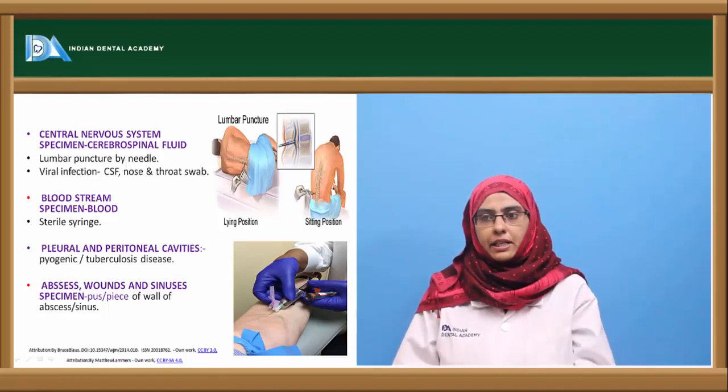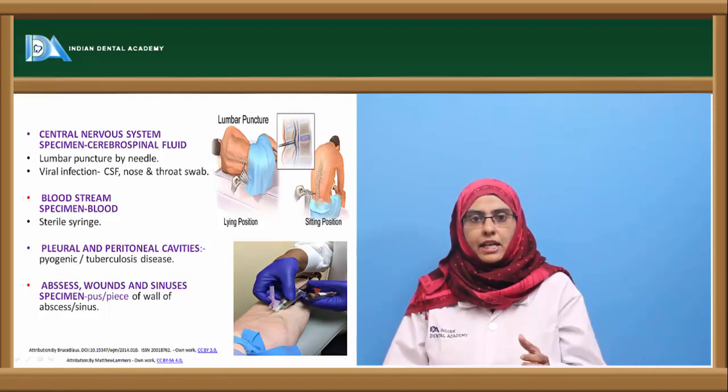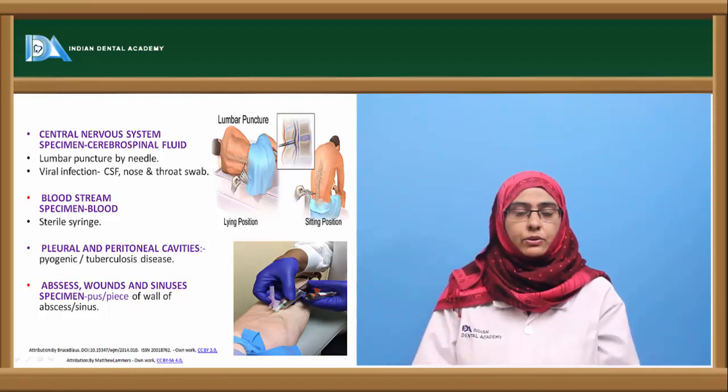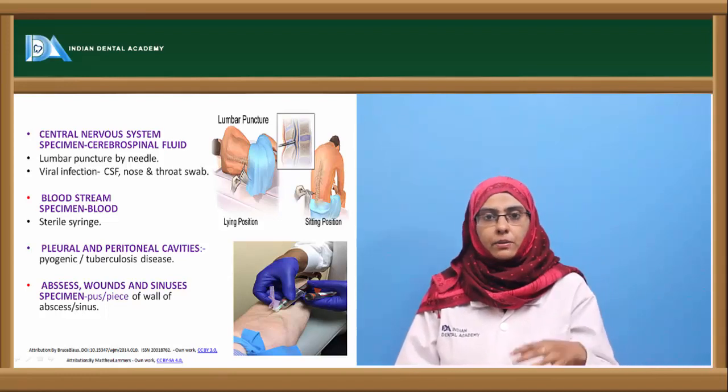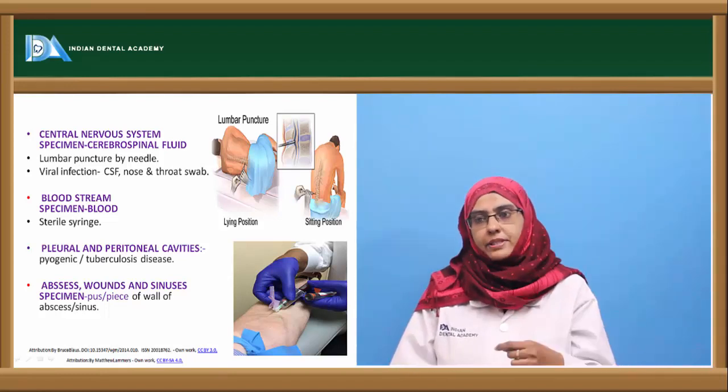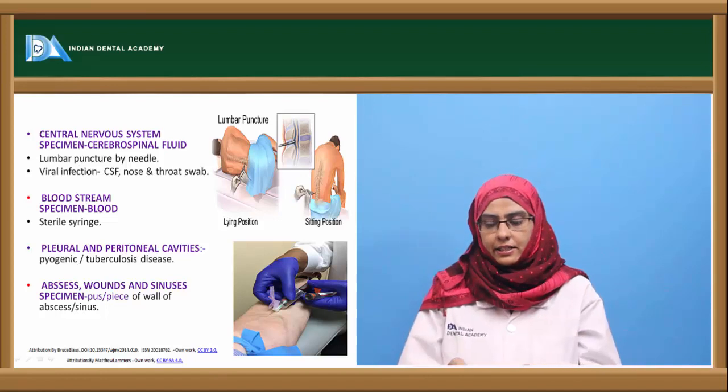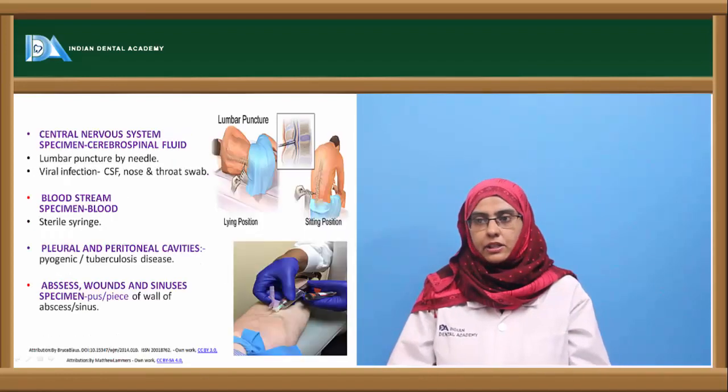So this pus can be collected with the help of a sterile container. No swabs can be used because that will lead to contamination. With the help of an aspiration, or a piece or a wall of an abscess can be taken in a container. And this is about the different areas.